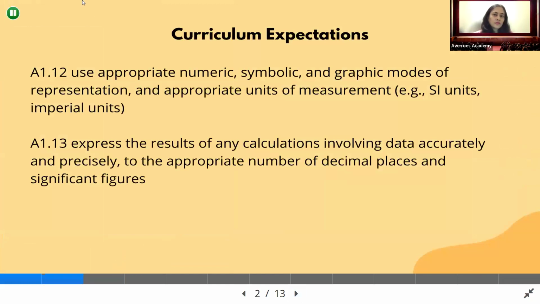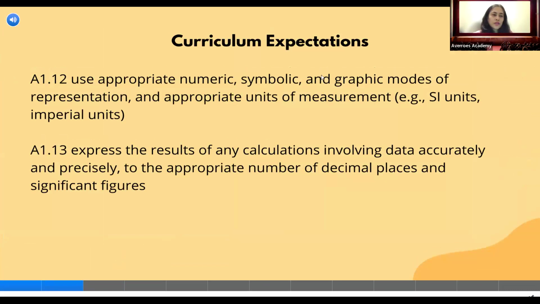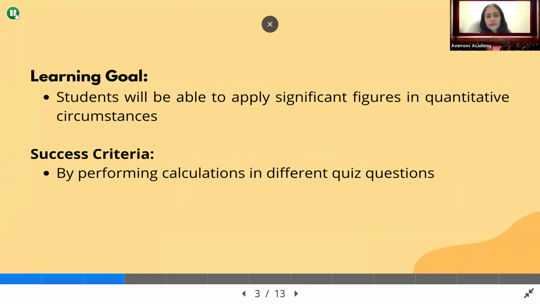Our curriculum expectations for this lesson are given here. Use appropriate numeric, symbolic, and graphic modes of representation and appropriate units of measurement, for example SI units, imperial units, and express the results of any calculations involving data accurately and precisely to the appropriate number of decimal places and significant figures. More specifically, our learning goal is students will be able to apply significant figures in quantitative circumstances, and our success criteria: at the end of this lesson, you should be able to perform calculations involving significant figures in different quiz questions.